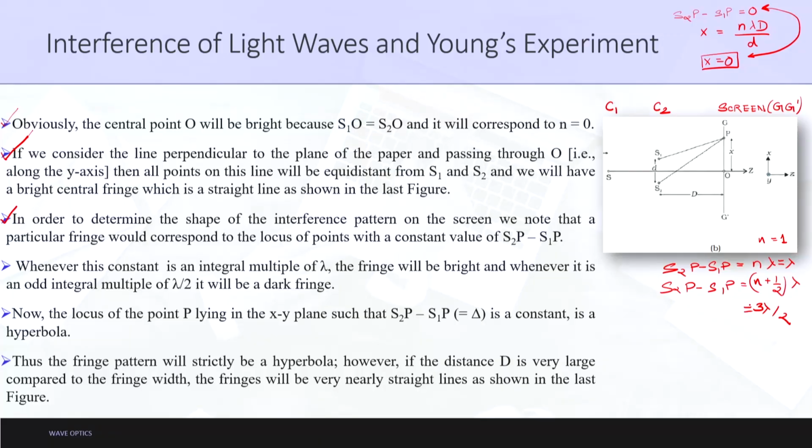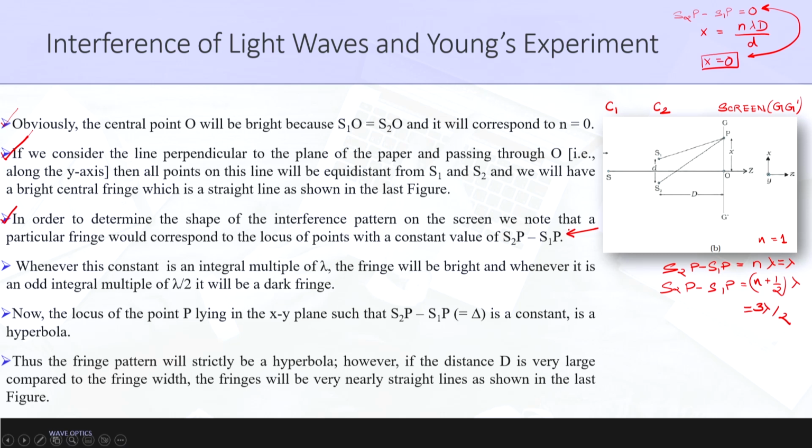Why will it have the same fringe? Because the phases are locked. If the phases are locked, the intensity coming from the exact same independent sources will always be the same. So in order to determine the shape of the interference pattern on the screen, we know that a particular fringe would correspond to the locus of points with a constant value of S2P minus S1P.